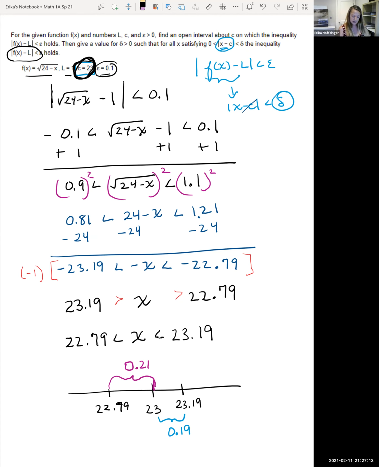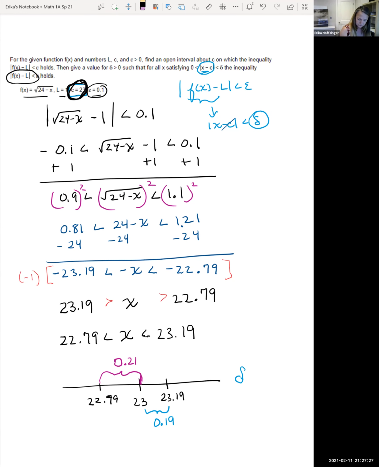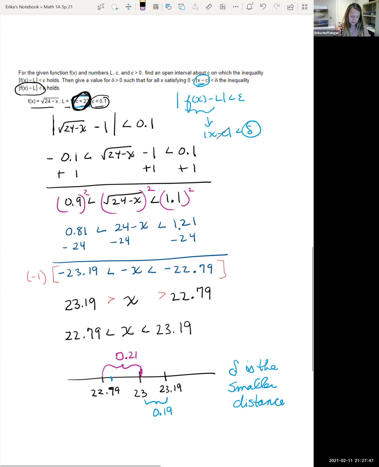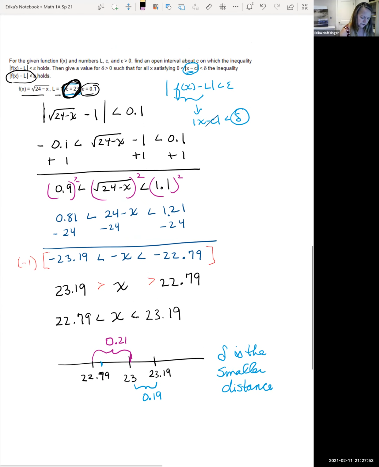So that distance surrounding x equals c, or 23 right here, is not the same on the left and the right. So if they're not the same value, you have to choose the smaller one. So delta is going to be the smaller of the two. Because if we choose the smaller of the two, then we know for sure that we would stay within that f of x minus L, that epsilon distance. So we found our delta.